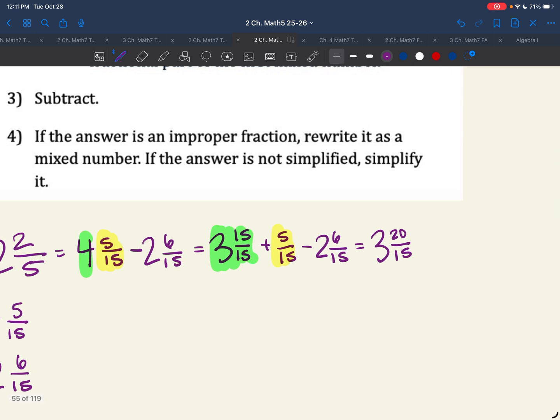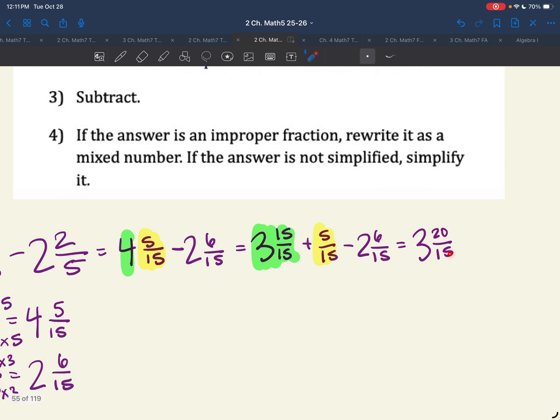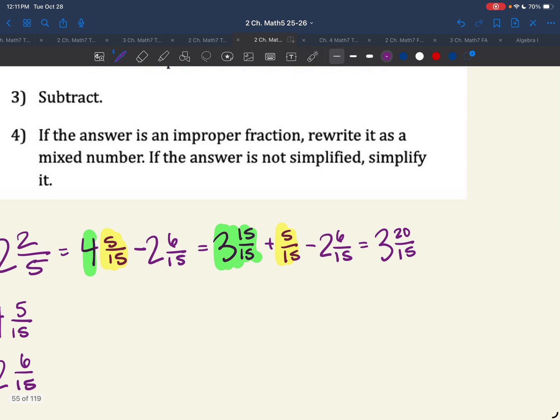So yes, this is a mixed number with an improper fraction, and I would never leave an answer like this. But when we are subtracting with mixed numbers, and when the numerator in the first number is smaller than the numerator in the second number, then we can write a mixed number with an improper fraction for the sake of subtracting. All right, so 3 20/15 minus 2 6/15.